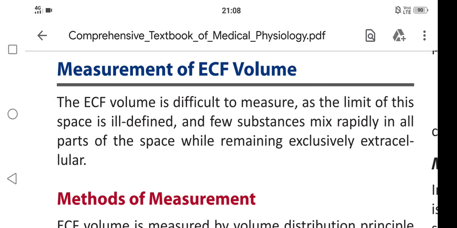In this video we are going to learn about measurement of extracellular fluid volume. It is one of the methods of measurement of body fluid volumes. The extracellular fluid volume is difficult to measure as the limit of this space is ill defined and few substances mix rapidly in all parts of the space while remaining exclusively extracellular.